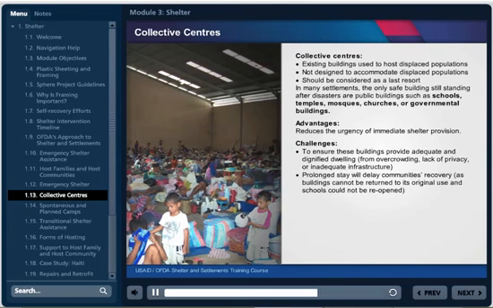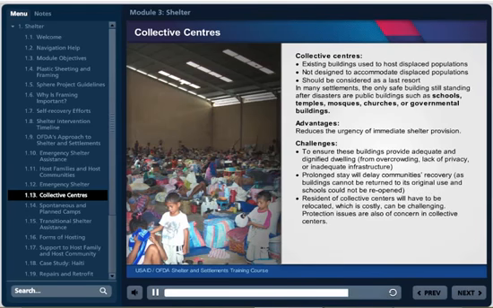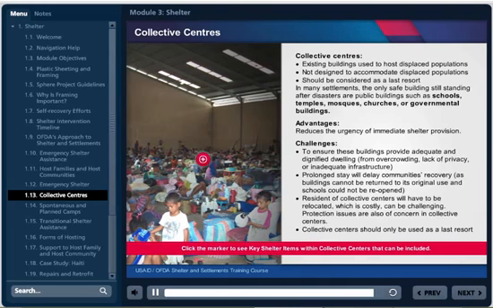Prolonged stay will also delay communities' recovery as the buildings cannot be returned to their original use and schools could not be reopened. Residents of collective centers will have to be relocated, which is costly and can be challenging. Protection issues are also a concern in collective centers. Collective centers should only be used as a last resort. Click the marker to see key shelter items within collective centers that can be included.